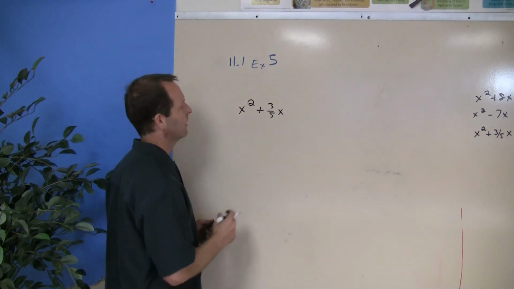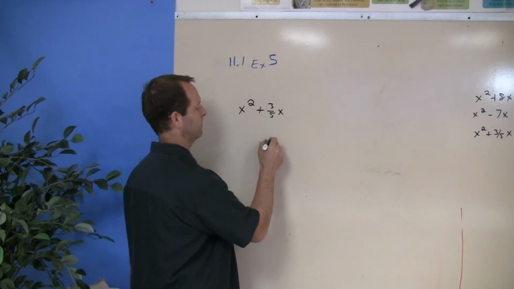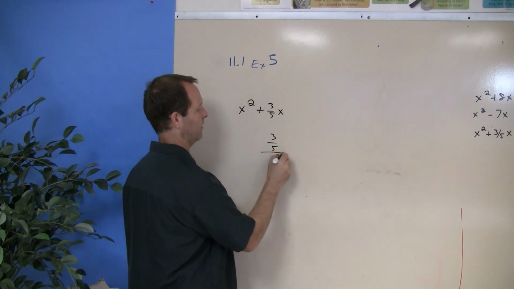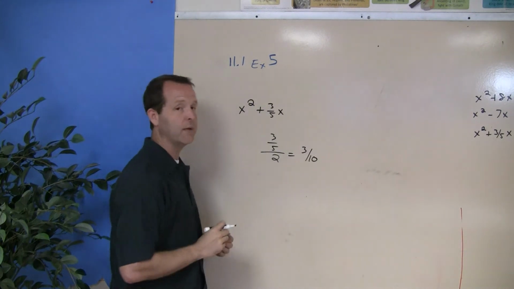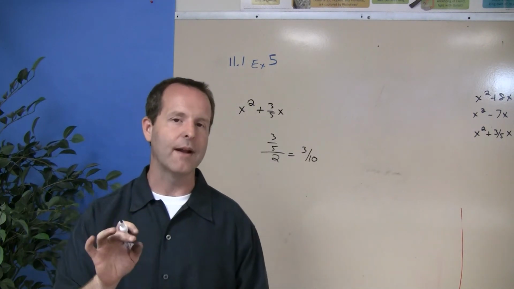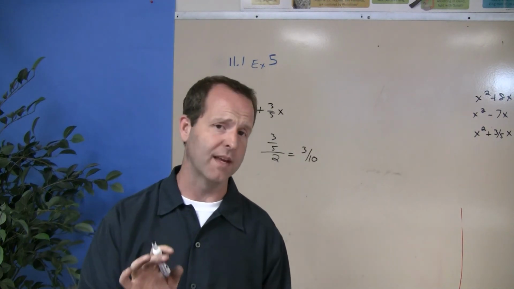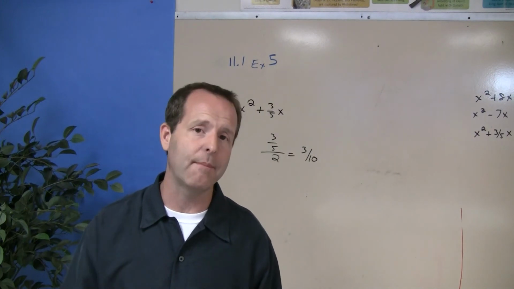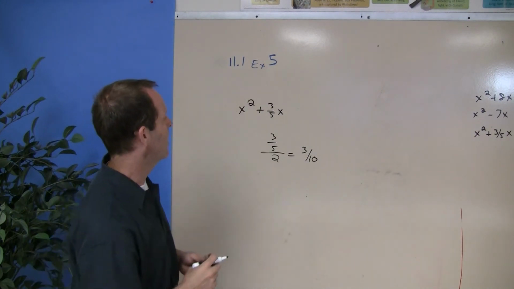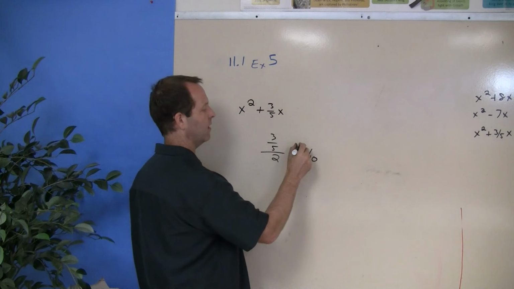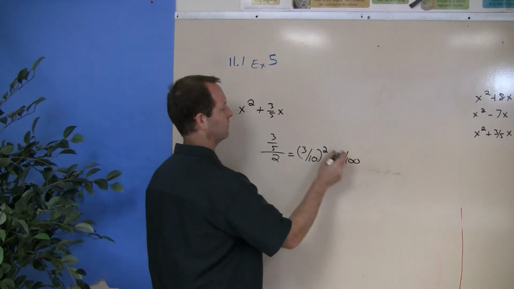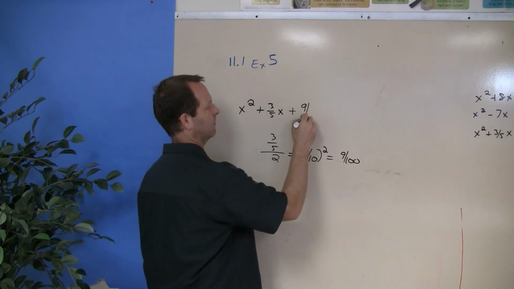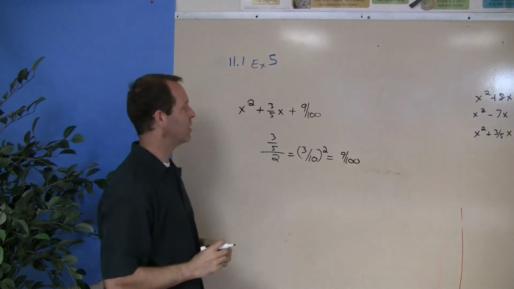3/5 divided by 2 equals 3/10. If you don't remember that, please back up and review this. It's important because it's going to happen over and over and over again. So then 3/10 squared equals 9/100. So there's the magic number.